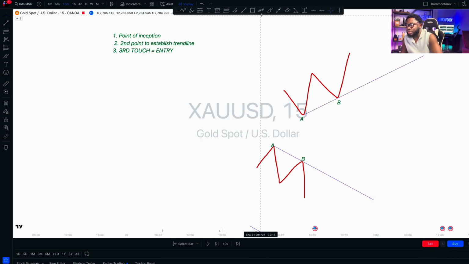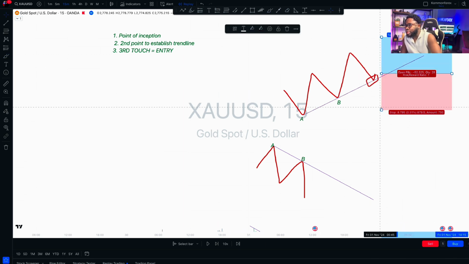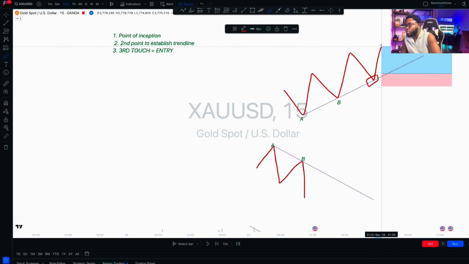You now come and apply your entry criteria. If the third touch happens and we get a confirmation for a buy, what we basically do is we just bring in our risk to reward, buy, stop loss at the bottom of the range, take profit wherever you expect it to get to, take your trade. Basically, you're expecting the market to just fly all the way up.